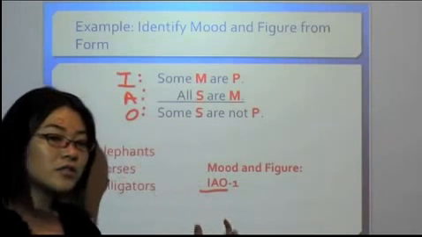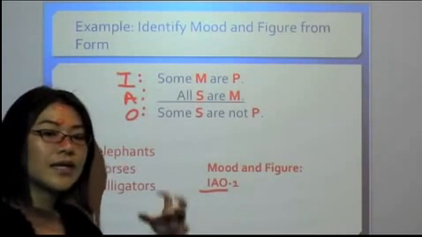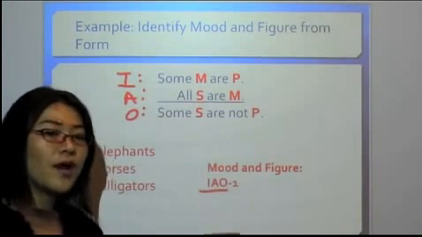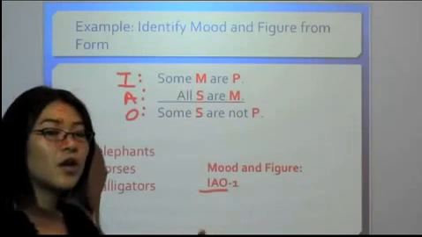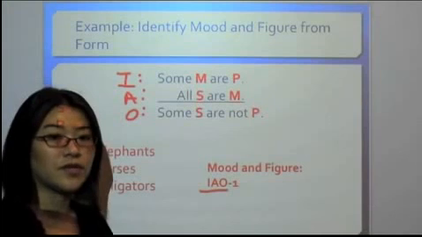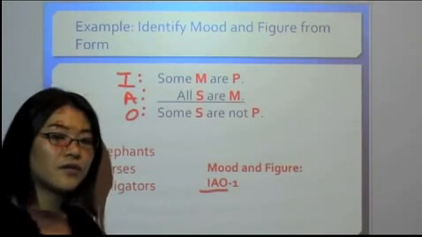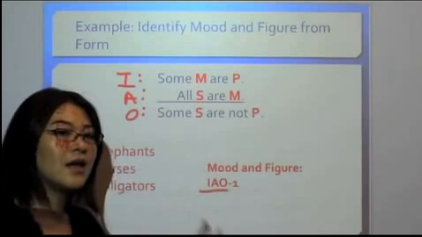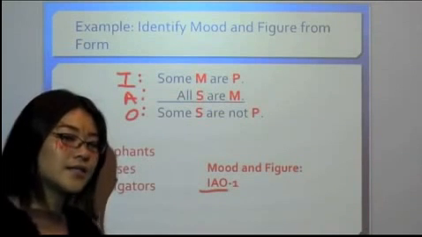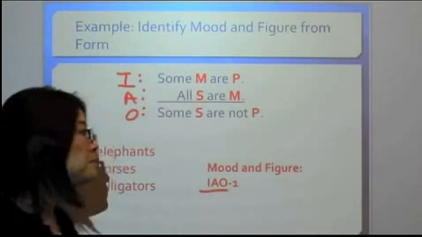If you fail to actually put the argument in standard form before you identify the mood and figure, you're going to end up with the wrong mood and figure, okay? So you always want to make sure before you identify the mood and figure of the argument that you make sure that it's in standard form, okay? That it is a standard form categorical syllogism.